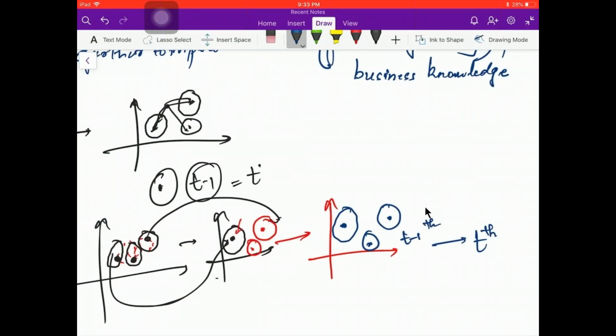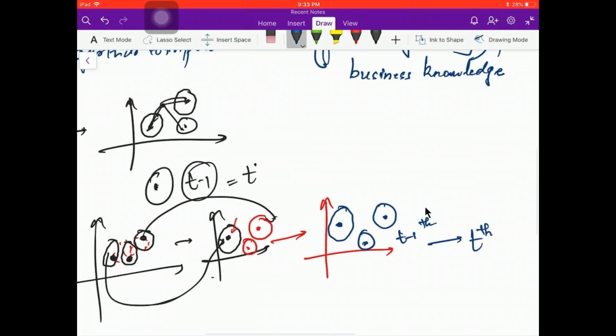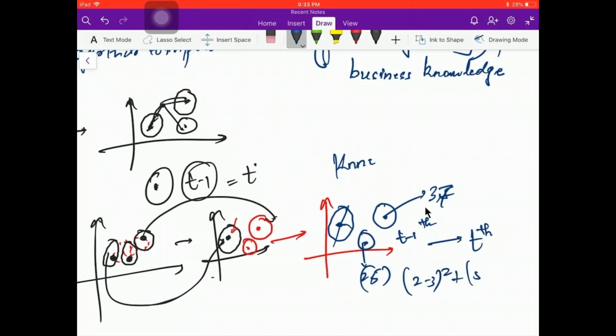The distance measure is the same that is used in k nearest neighbors, right? What we learned in k nearest neighbors, what was the distance? (x1 minus x2) whole square. So if this coordinate is (2, 5) and this coordinate is (3, 7), then it is (2 minus 3) whole square plus (5 minus 7) whole square, under root. This is the distance measure. We'll continue this in the next class.